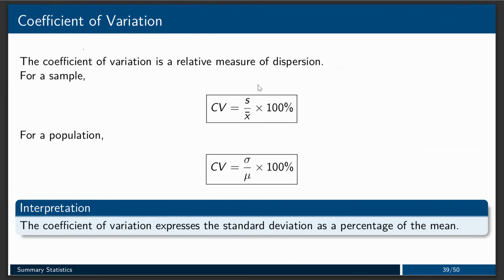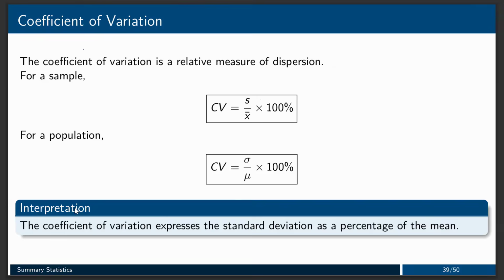The final thing we want to look at is the coefficient of variation. The coefficient of variation is a relative measure of dispersion. For a sample, the coefficient of variation is given as the standard deviation over the mean times 100%. And for a population, it's given as the population standard deviation over the population mean times 100%.